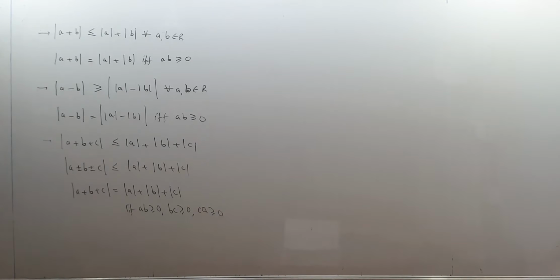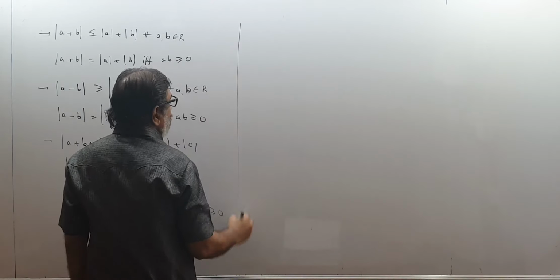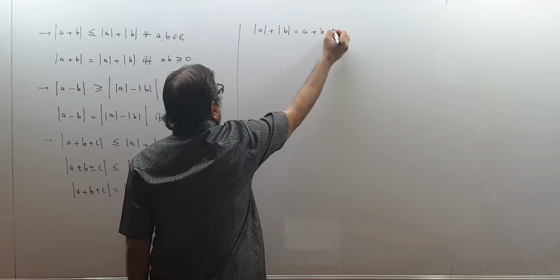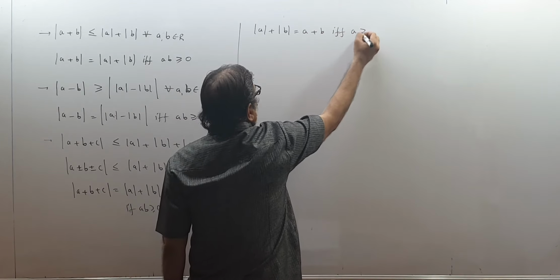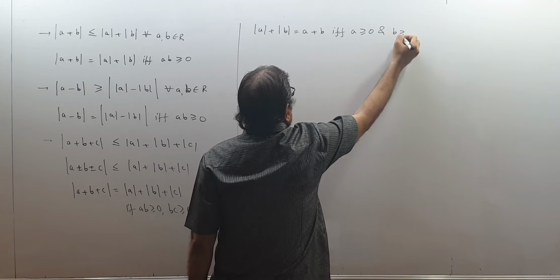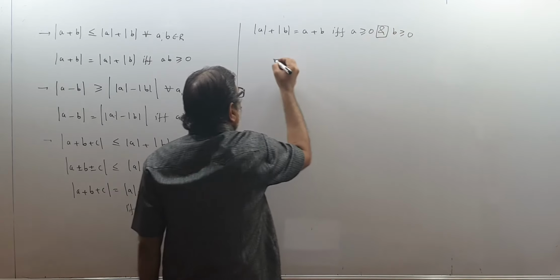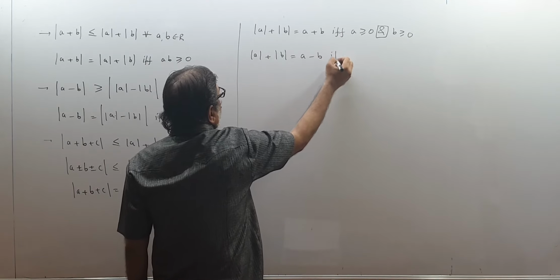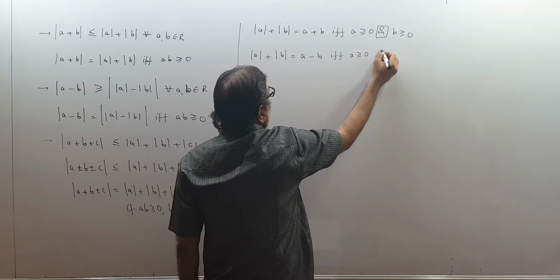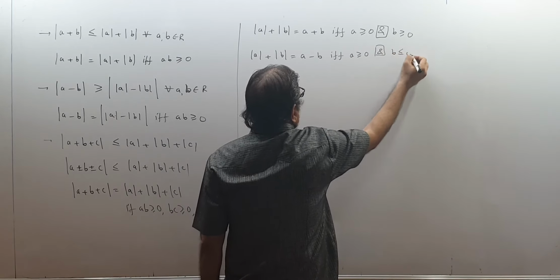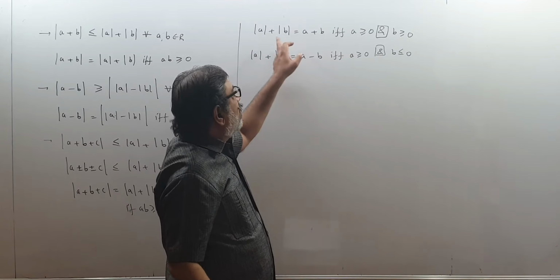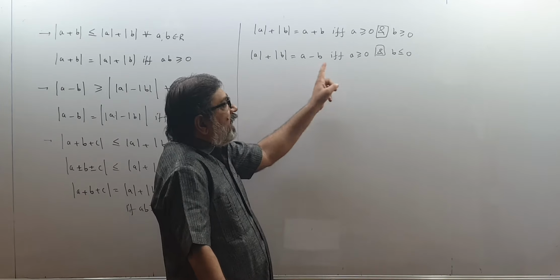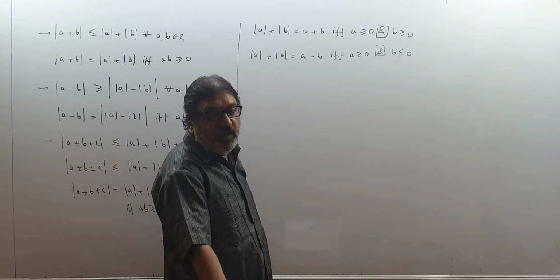Under that situation, mod a plus mod b is equal to a plus b if and only if a is greater than 0 and b is greater than 0. This 'and' is very important. Mod a plus mod b will be a minus b if and only if a is greater than 0 and b is less than or equal to 0, because you know that if both are positive then we can remove the mod. If a is greater than or equal to 0, mod a will be a, and if b is less than 0, mod b will be minus b.